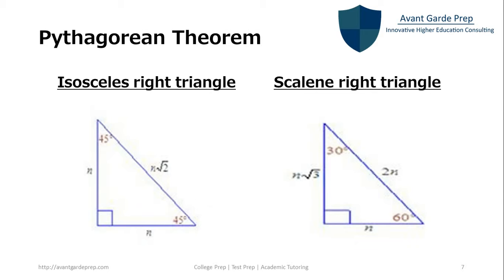Here's an example of each of these triangles. On the left, the isosceles right triangle, you can see the two legs there have a length of n, while the hypotenuse has a length of n root 2. And here on the right with the scalene triangle, we have our shortest side, which is across from the smallest angle, and then the middle side, which is across from the 60 degrees, is n root 3, and then the hypotenuse, the side opposite the right angle, is 2 times n. These are really good things to remember so that you can easily use them on the SAT.